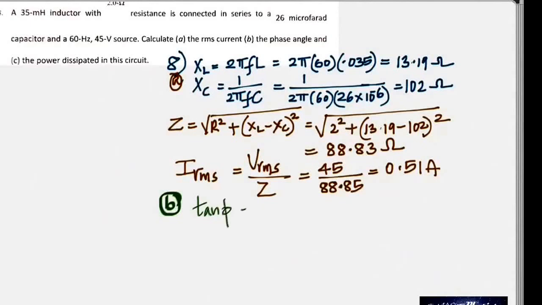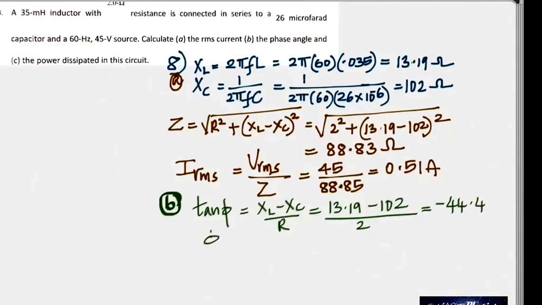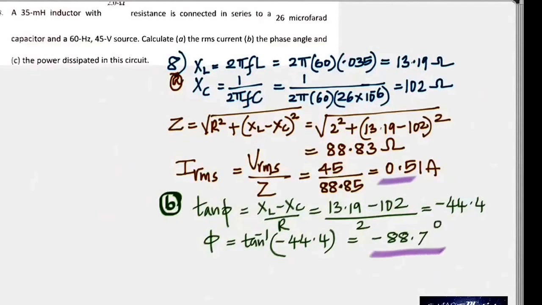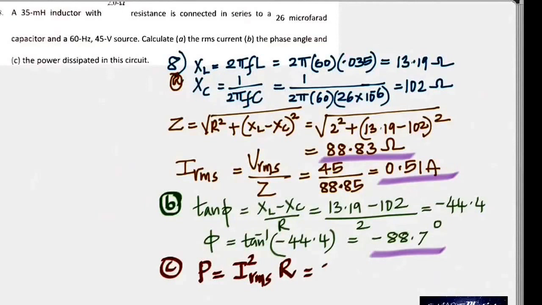Again, the phase angle is XL minus XC divided by the resistance. Minus 44.4, take the inverse of that, tan inverse gives you negative 88.7 degree. Here that means the capacitance has an upper hand. It's taking it close to 90 degrees, isn't it? If it's only a capacitance, remember that it will lag by 90 degrees. Now it's lagging by 88.7.